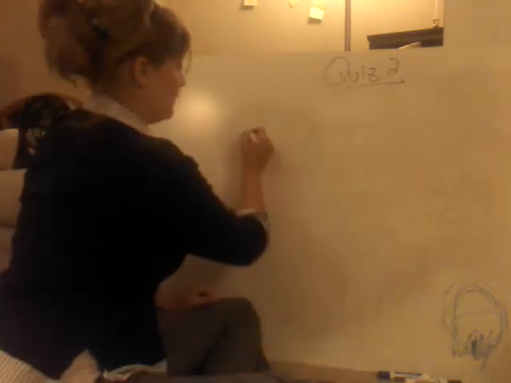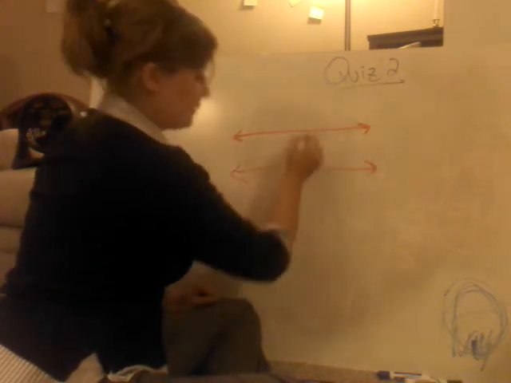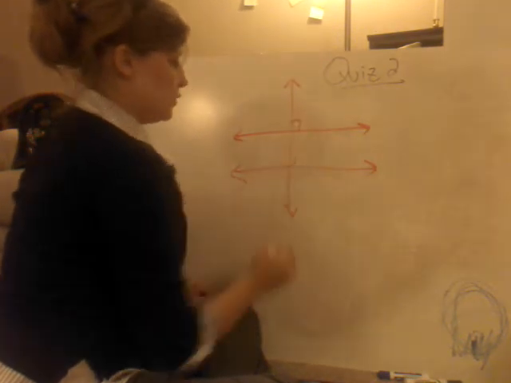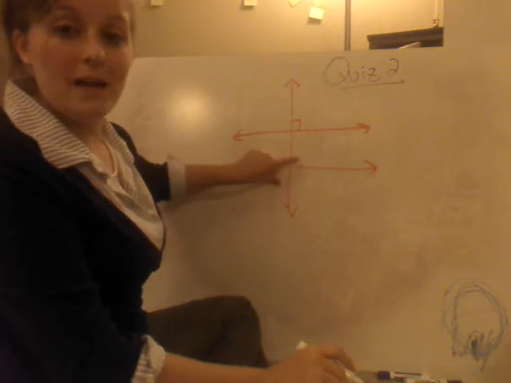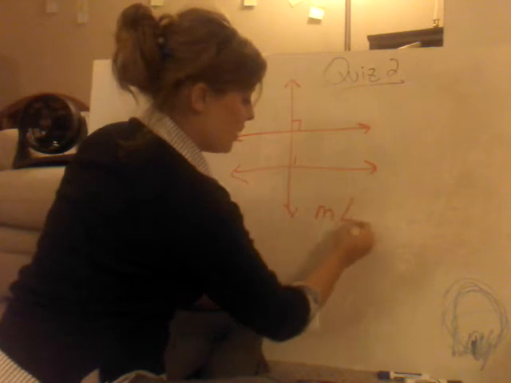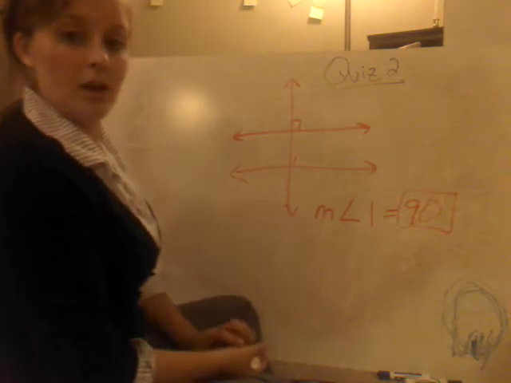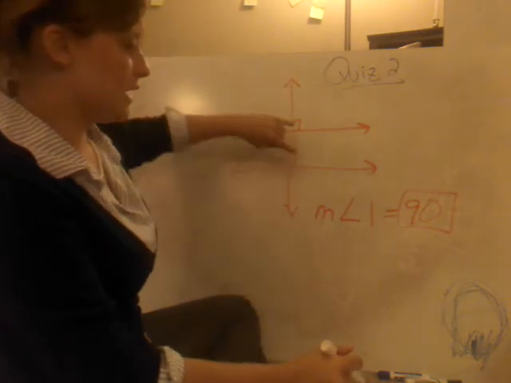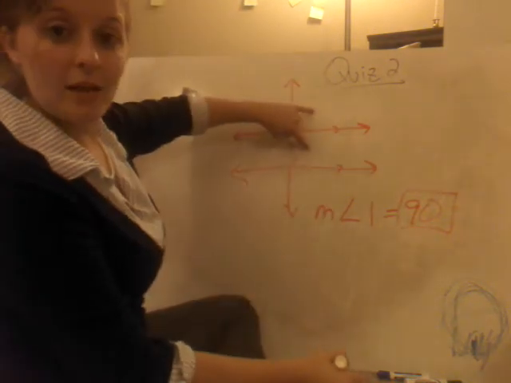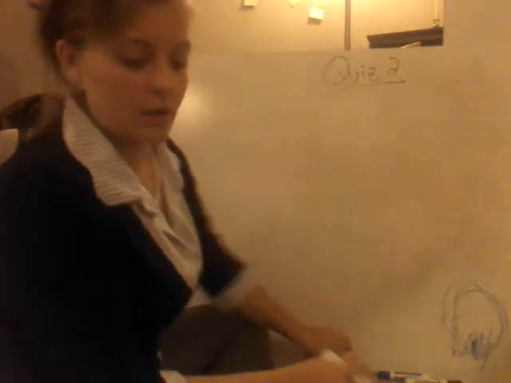Okay, for 20, I gave you 2 parallel lines. And I told you that this line was perpendicular and this was 1. This is not 1 as in 1 degree, this was angle 1, because the question asked the measure of angle 1 is equal to 90 degrees. That's what I was looking for. Most everybody picked up on this, but just in case you didn't, remember, parallel lines, corresponding angles have the same measure.